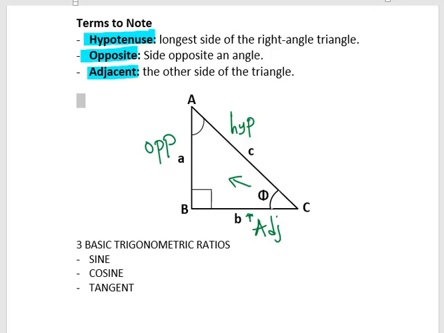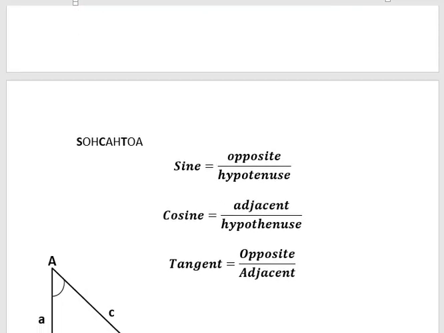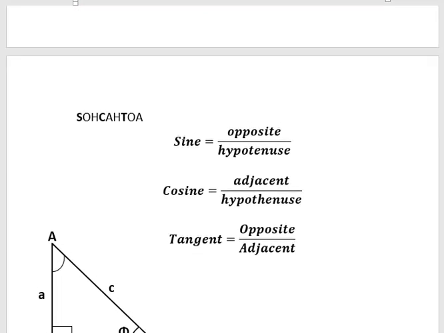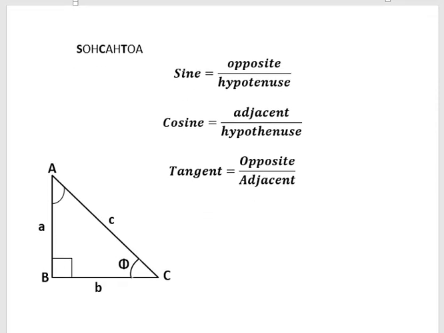The three trigonometric ratios we have are sine, cosine, and tangent. In a moment we'll be explaining these basic trig ratios. To explain this, we'll use SOHCAHTOA, and that will make it very simple. So we'll be working with SOHCAHTOA. For the first, we have sine, and sine talks about opposite over hypotenuse.